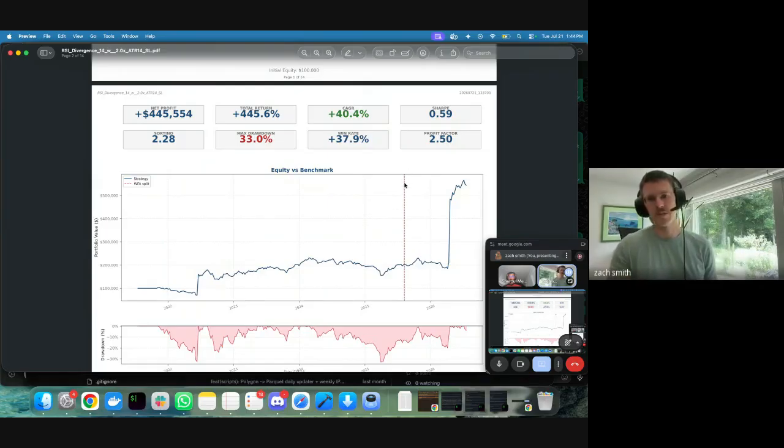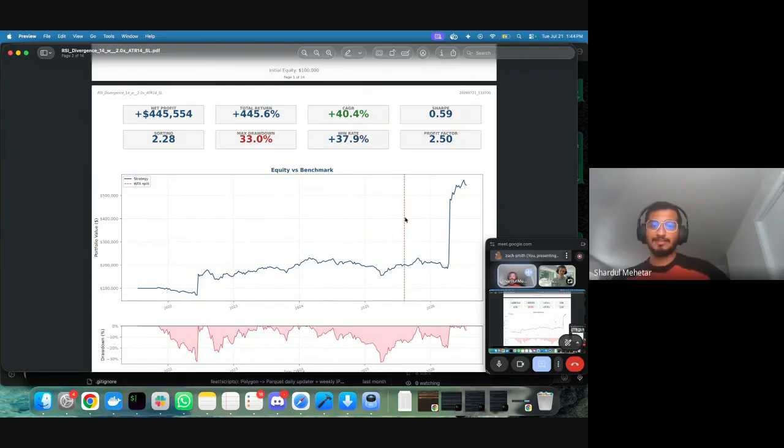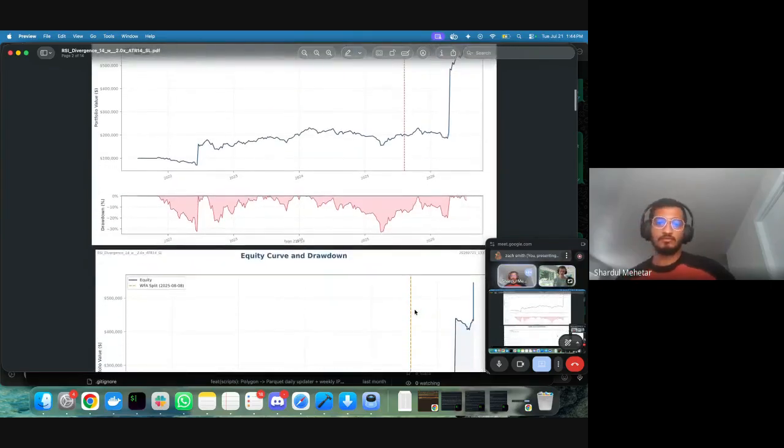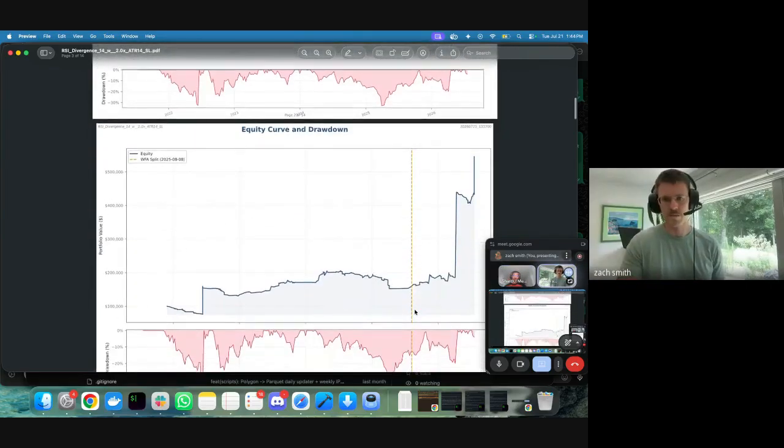Do you know what this little dash line's about? Of course, that is the in-sample and out-of-sample test. Okay. And what does that mean?